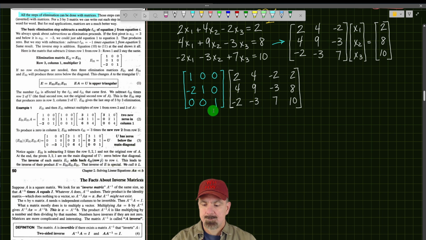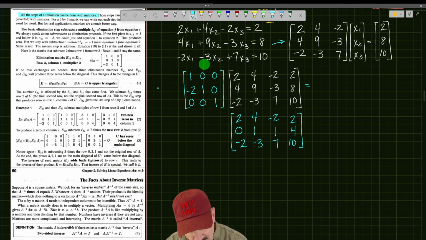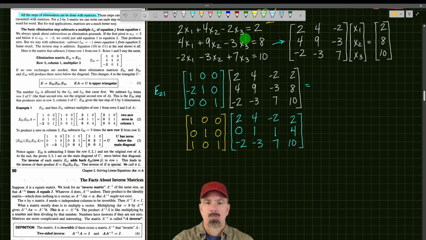I'll write it down for us. So we have the result of this first elimination step, which has created the all-important 0 here as part of our elimination. Remember, this matrix is what Strang is referring to as E21, the elimination matrix. Now we're again going to use the pivot, the 2, to eliminate the -2. And let me write in that elimination matrix.